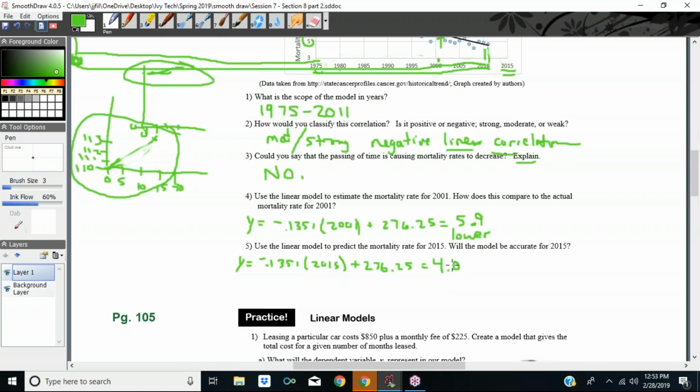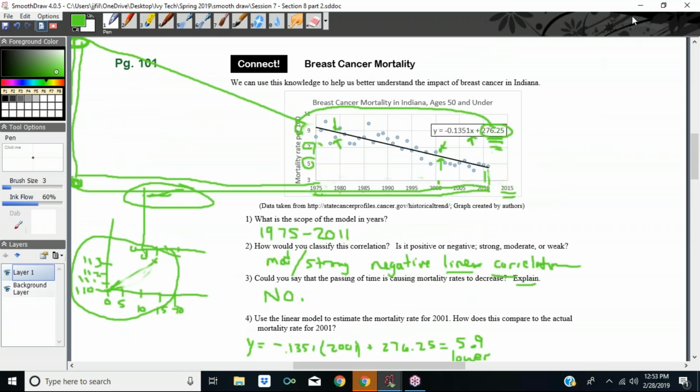4.0. And it says, will the model be accurate for 2015? And that goes back to the scope of the model. Now, where is 2015 versus the data? 2015 is out here. There's no data out here. We don't know what's going on.